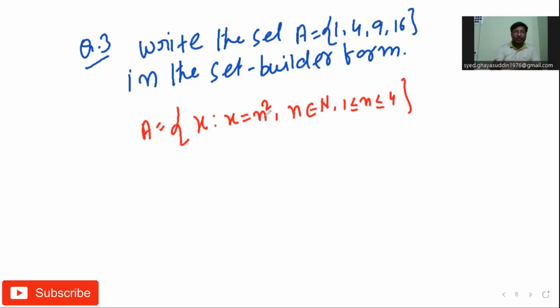If n is 1, then x is 1; if n is 2, then x is 4; if n is 3, then x is 9; if n equals 4, then x is 16. Now you see the next question.